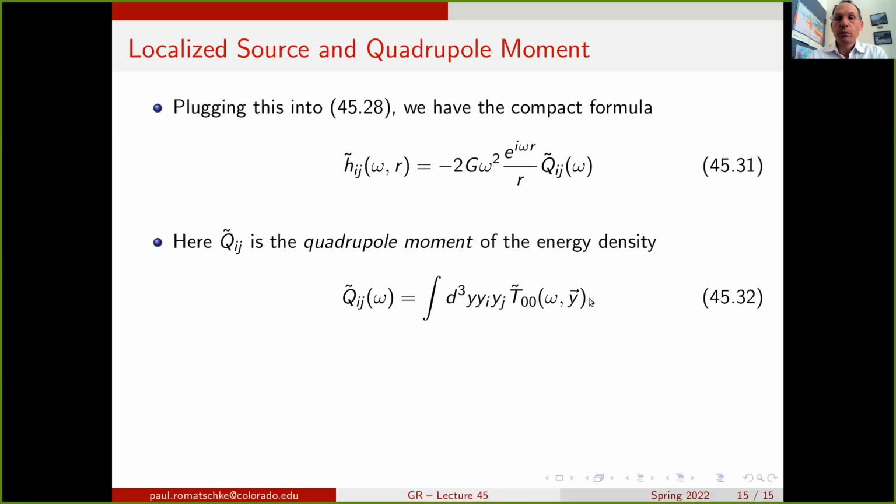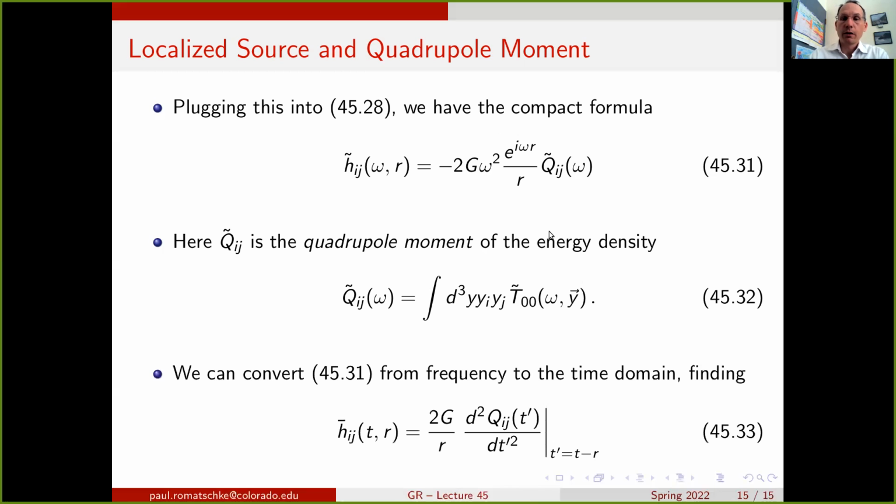tensor. This quadrupole moment of the energy momentum tensor is not dependent on the distance of the source. It's an exclusive property of the source itself. It depends just on how the energy of the source is distributed, and the spatial dependence in terms of the distance from the source is exclusively captured by this spherical wave factor. Of course, this is the expression in frequency space.